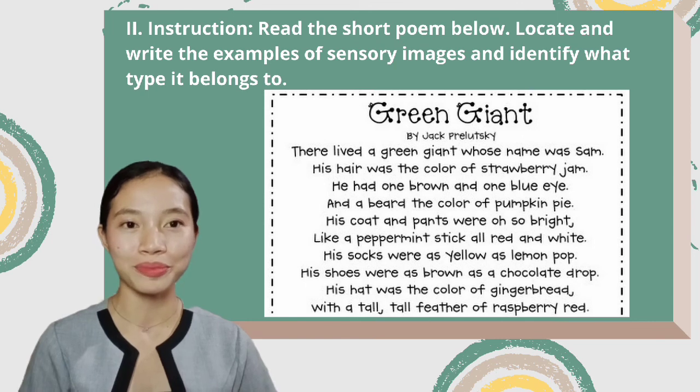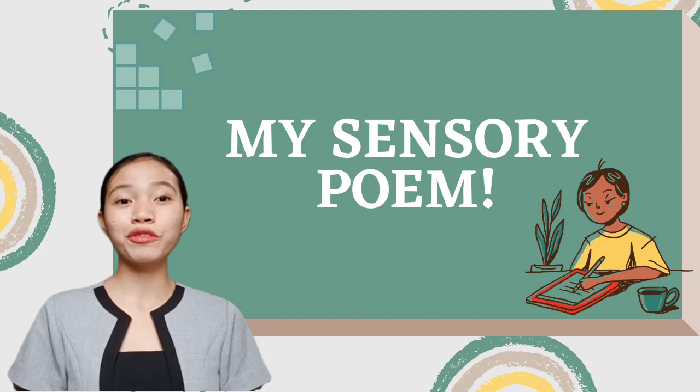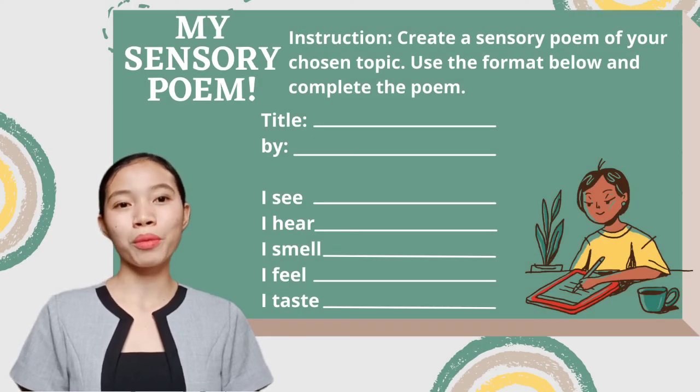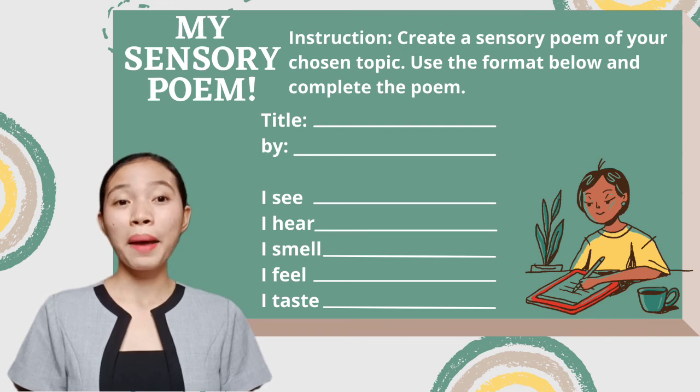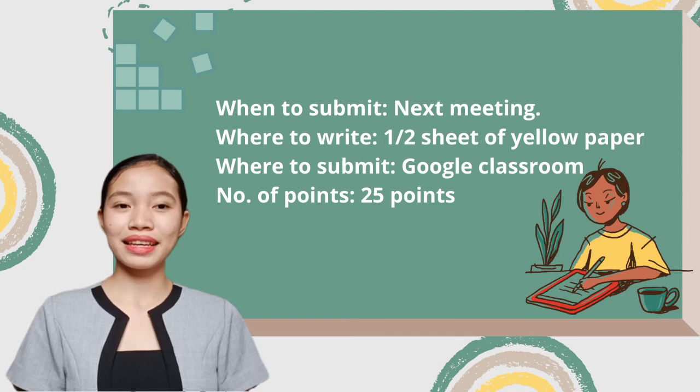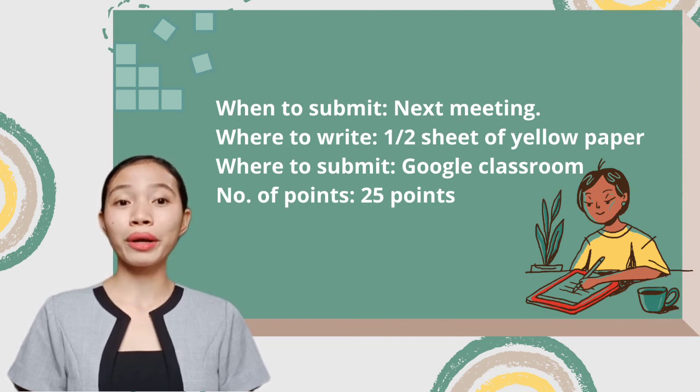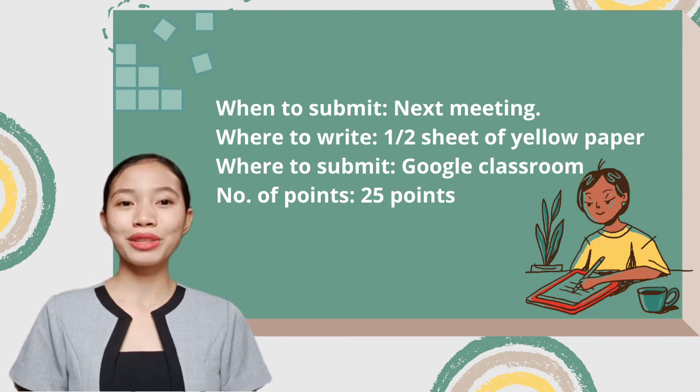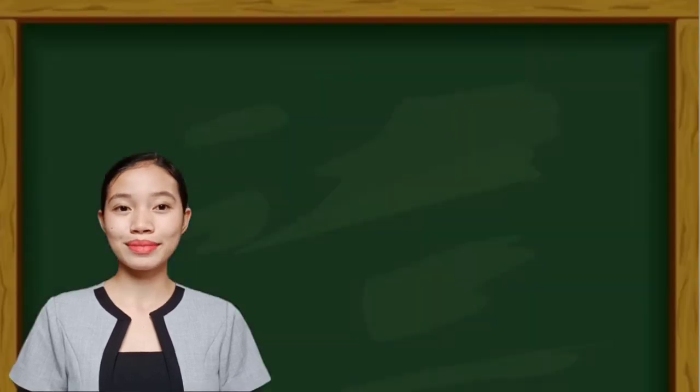In our Google Classroom. And for your assignment, create a sensory poem of your chosen topic. Use the format below and complete the poem. So we have the title here, by, and your name. So when to submit? Next meeting. And I want you to write it down on a half sheet of yellow paper, take a photo of it, and submit it to our Google Classroom. This will be a total of 25 points. That's why don't miss it.